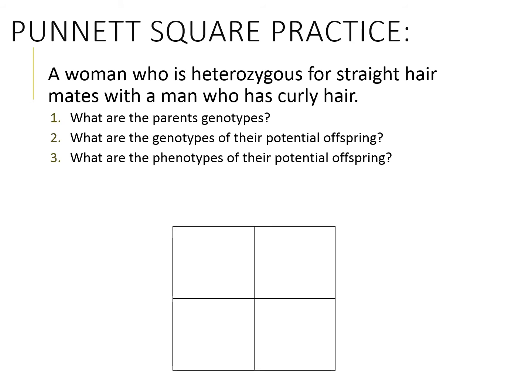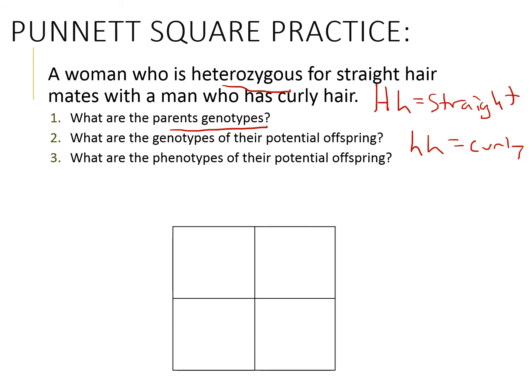Here's a practice problem, so why don't you pause the video and see if you can work through this. So pause it now. If you didn't pause it, all right, now I'm going to work through it for you. So a woman who is heterozygous for straight hair mates with a man who has curly hair. So big H, little H is heterozygous for straight hair. So that means straight hair, mates with a man who has curly hair. So little H, curly. So what are the parents' genotypes?